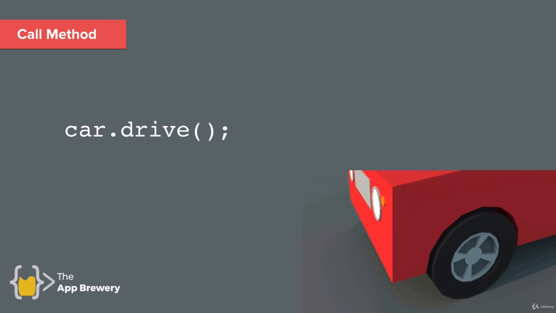Now, up till now, I've been using the words methods and functions more or less interchangeably. But the only difference between a method and a function is that a method is something that an object can do. So it has to be associated with an object. And in this case, drive is a method because it's associated with the car object.